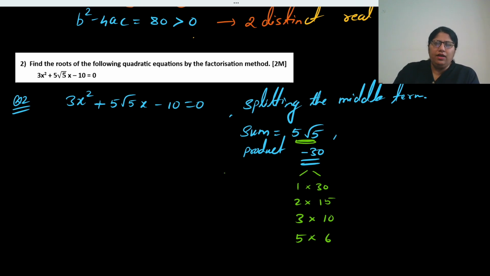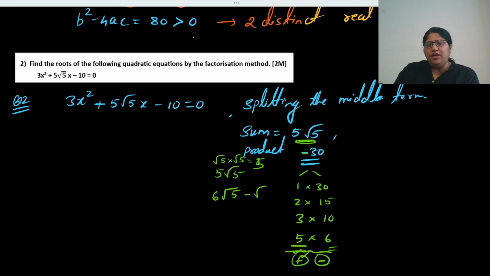If you see here 5 root 5, you know that the product is negative. That means one of the factors has to be positive, another factor has to be negative. But the sum should be positive, meaning the positive number should be greater. Now I know that root 5 times root 5 is 5, right? The same number. So what can we do here? Can I write this as 6 root 5 minus root 5? If you see, the sum is 5 root 5, and the product, if I take 6 root 5 times minus root 5, is going to be minus 30.